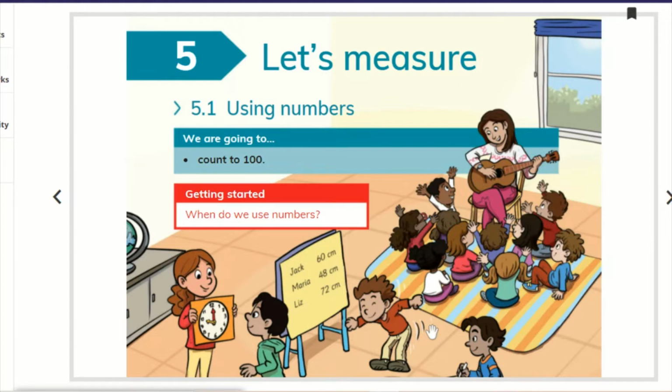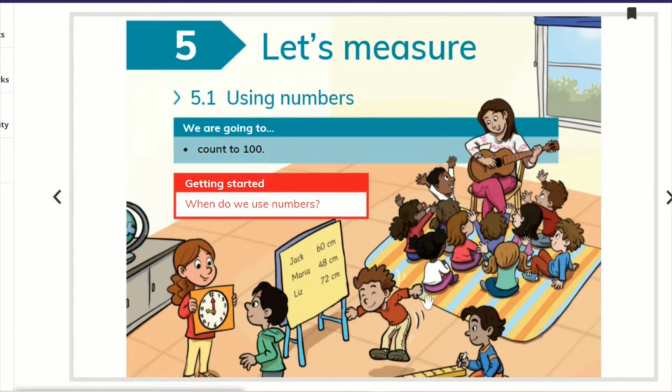Today we're going to start a new unit, Unit 5, and it's all about numbers. And there are very nice songs which I'm sure you will enjoy. So where do we use numbers? Just look around your house and see where you can find numbers.